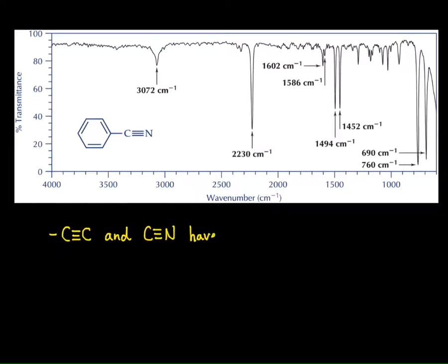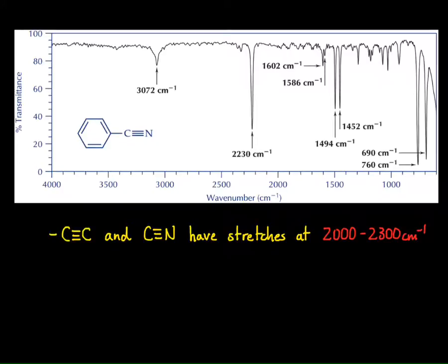Now, one of the cool features is that when we look at triple bonds, so a carbon-carbon triple bond or a carbon-nitrogen triple bond, they have very distinct absorptions between 2000 and 2300. Nothing else absorbs in this region other than triple bonds. And so if you see a peak in the region between essentially 2700 and 1800, that peak represents a carbon-carbon triple bond or a carbon-nitrogen triple bond.